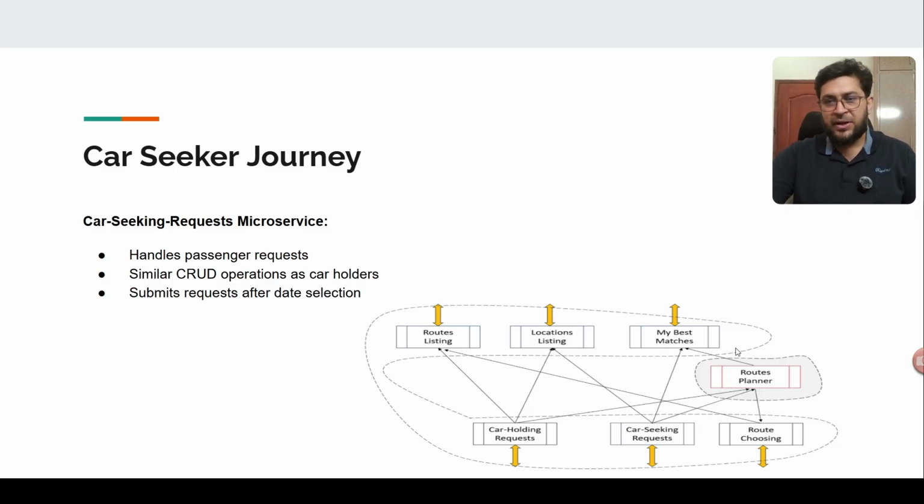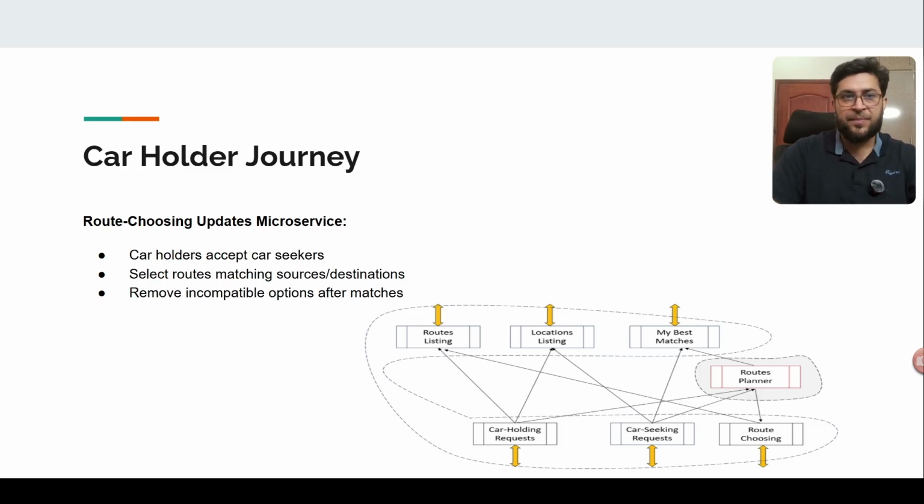Okay, so if you check the car seeker request, it will handle all the passenger requests. It will also do the CRUD operations like the car holder, and it will submit the request after date selection. They will select the date and it will send the request. So this is something about the car holders and the car seekers.